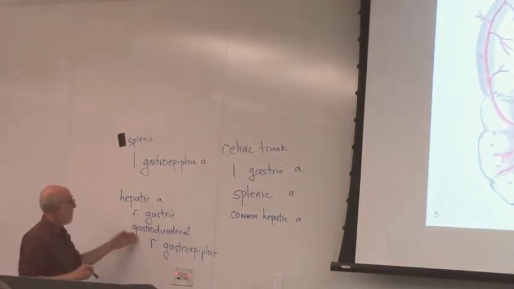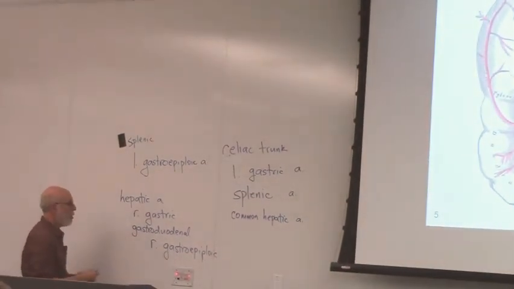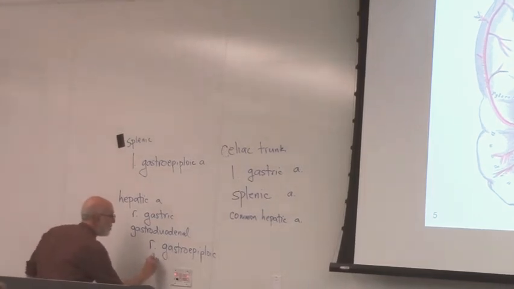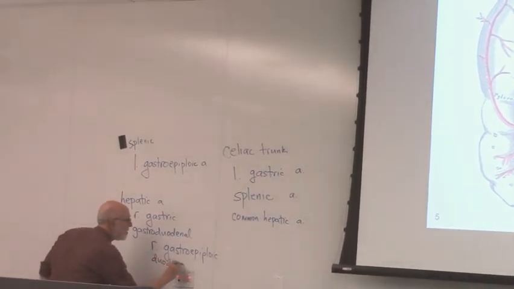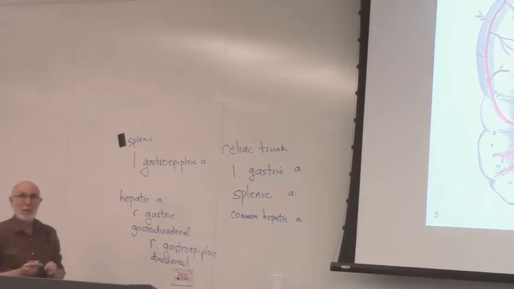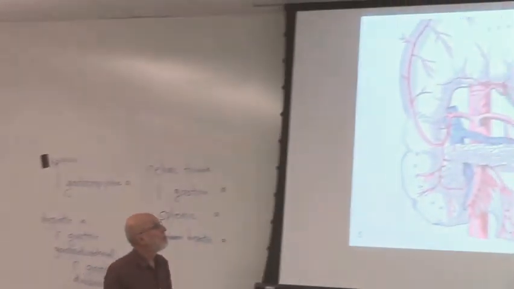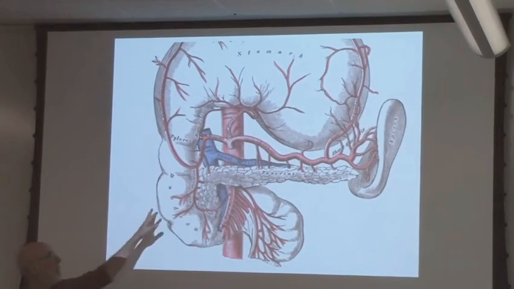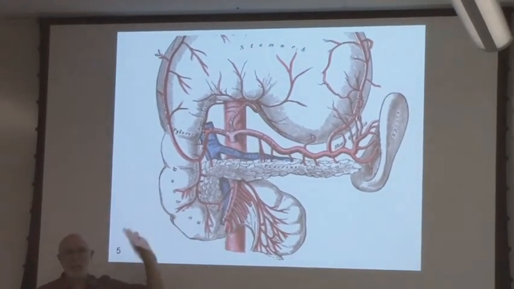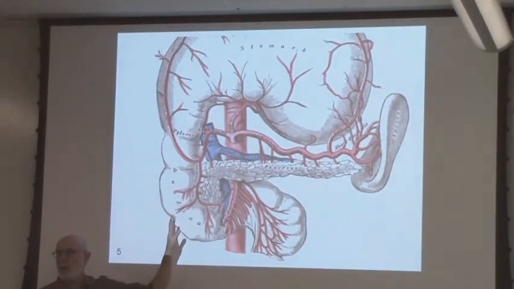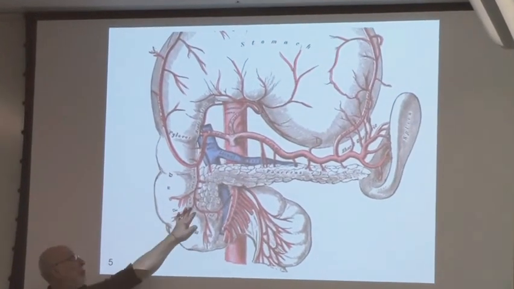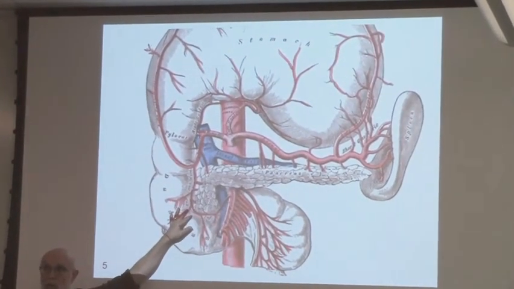So gastroduodenal, right gastroepiploic, and duodenal arteries. And they have names: superior, inferior, medial, and so on. We're not going to worry about those. Duodenal, providing blood flow to the duodenum.